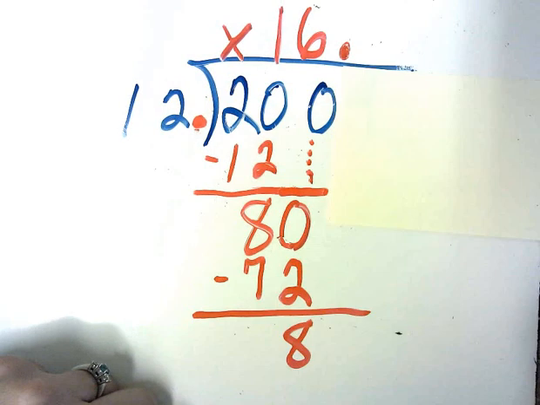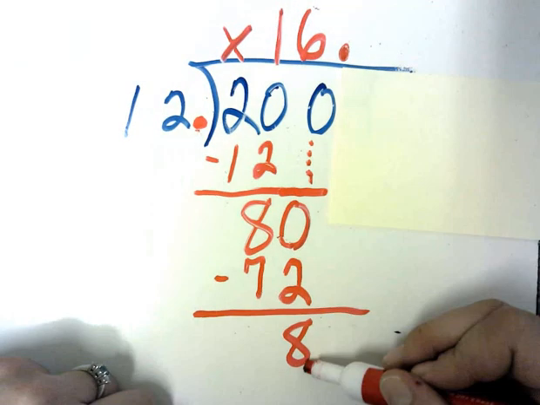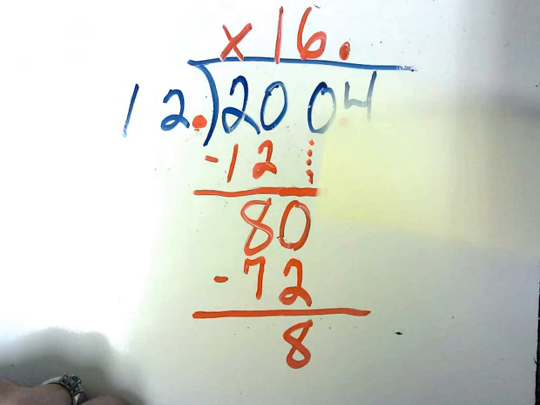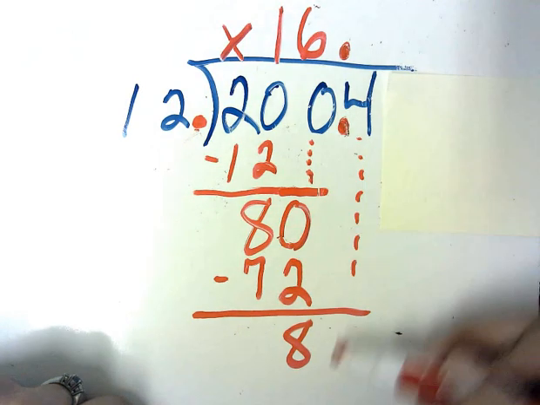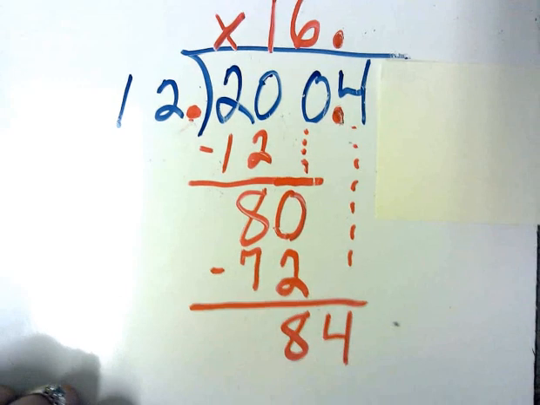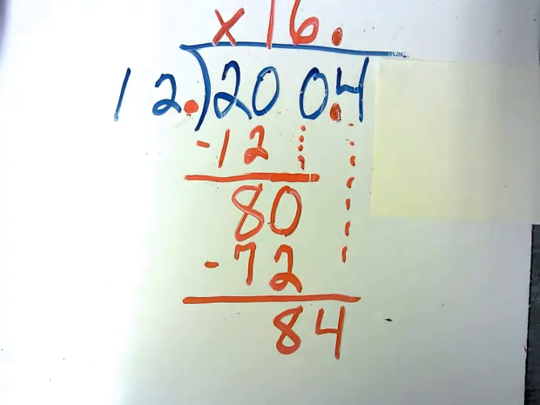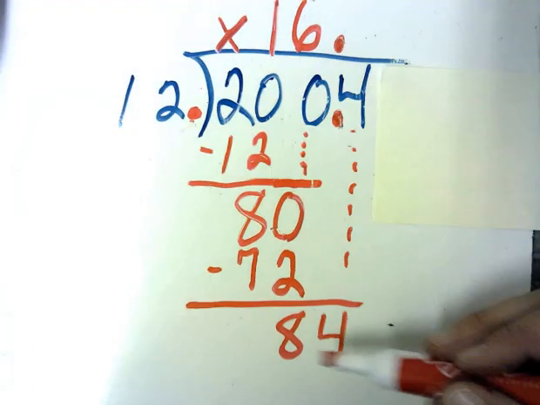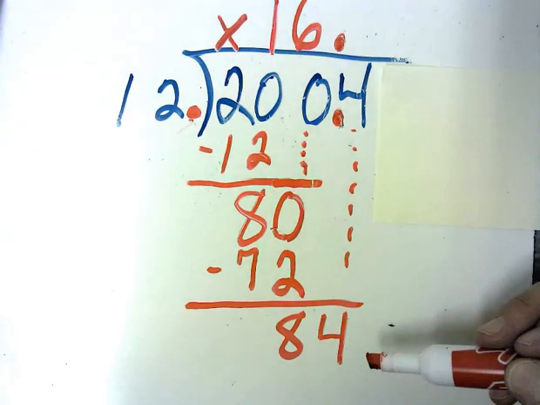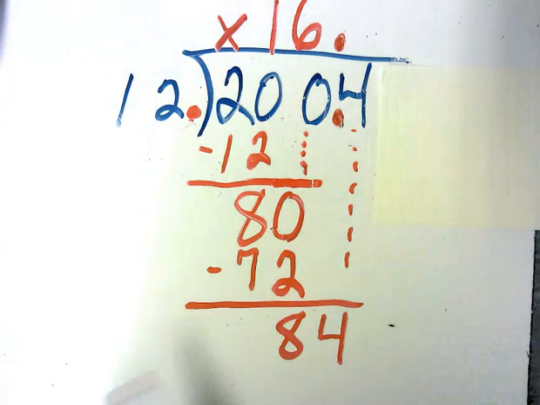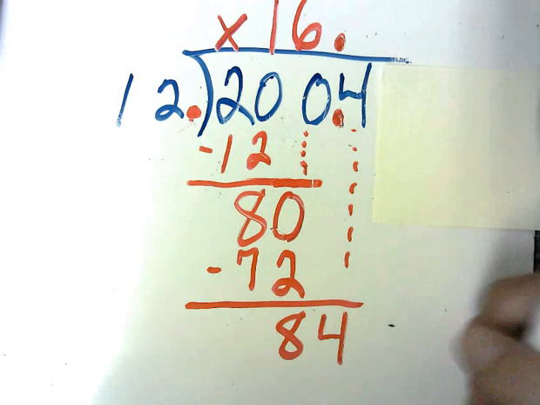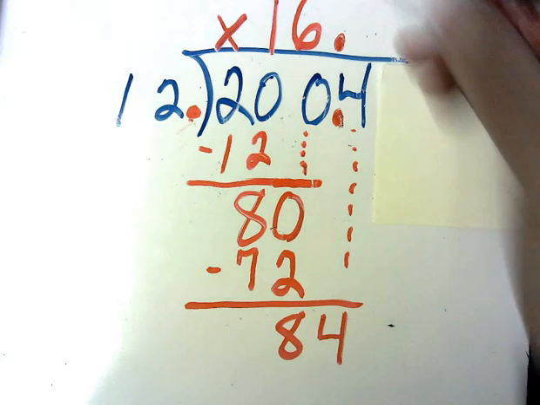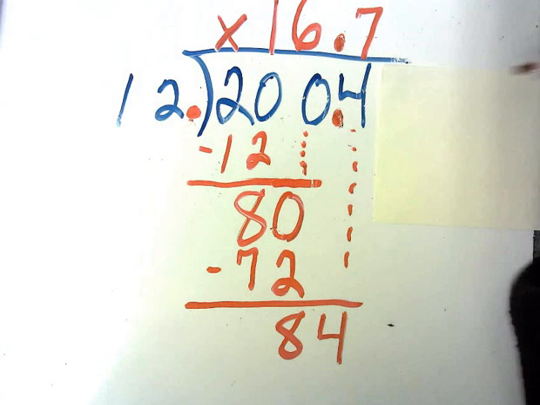Then I ask myself, how many groups of 12 can I get out of 84? I already know that 6 groups of 12 is 72, so I can probably get only 1 more group from 84. So I'm going to put a 7 up here, because I'm going to try it as close to 84 as I can. You can use your multiplication chart for this. 7 times 2 is 14, carry the 1. 7 times 1 is 7, plus 1 is 8.